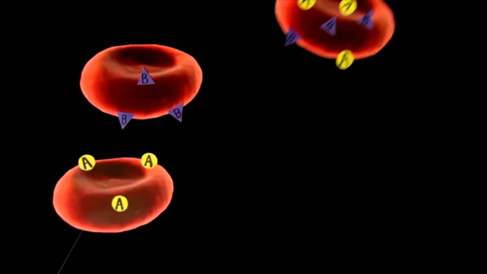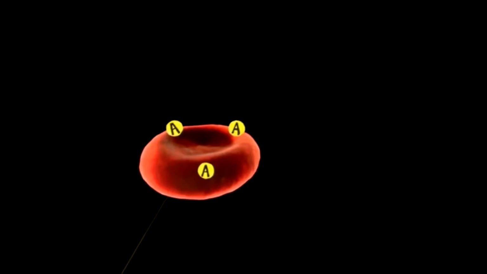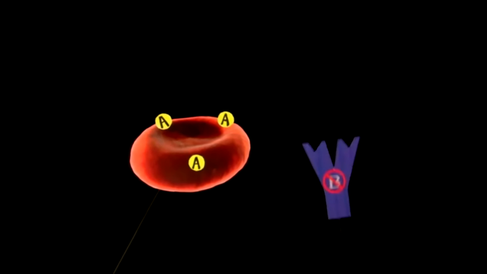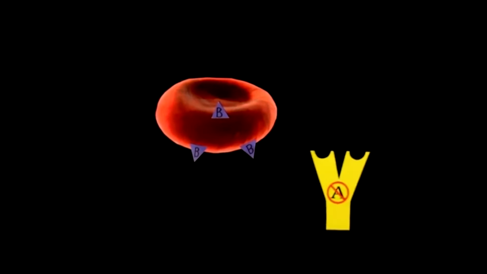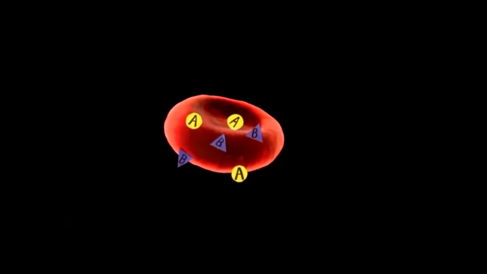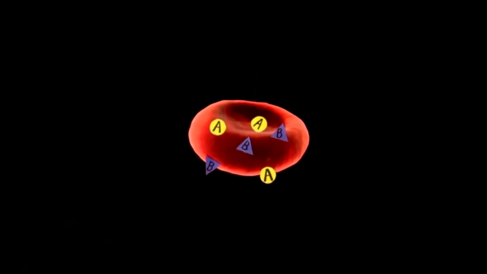So when we're talking about blood types, we're referring to the different antigens found on their erythrocytes. There are four main blood types in humans: A, B, AB, and O. A person with type A blood will have A antigens on their red blood cells and B antibodies in their plasma. B blood types will have B antigens on their cells and A antibodies in their plasma. A person with AB blood will have both A and B antigens on their cells and no antibodies in their blood. If they did, their immune system would mount a response against their own blood.